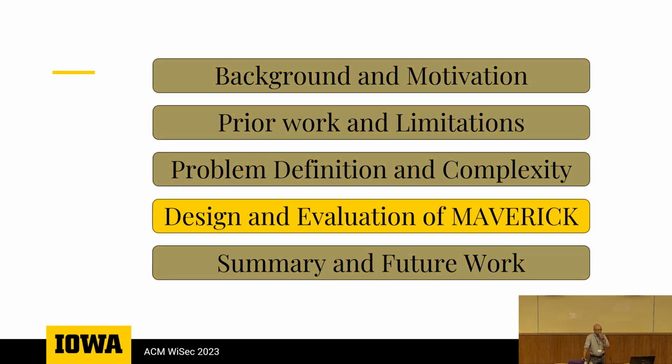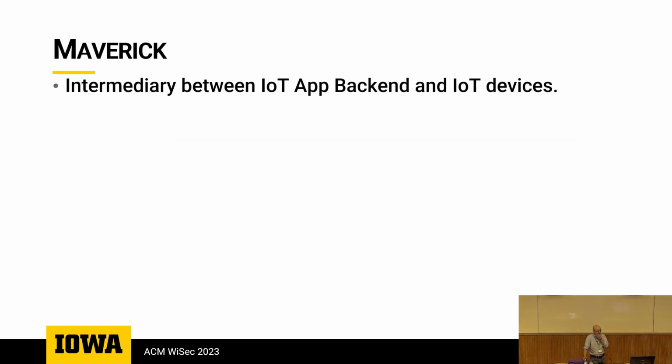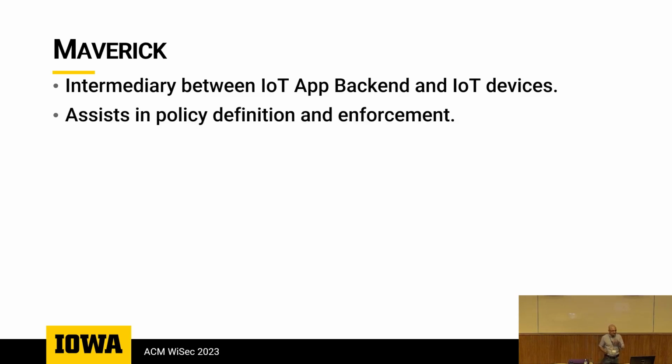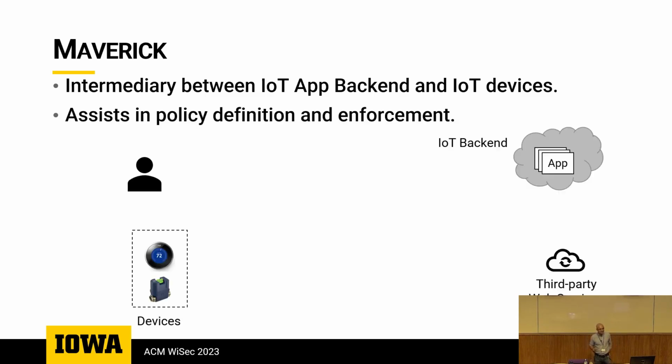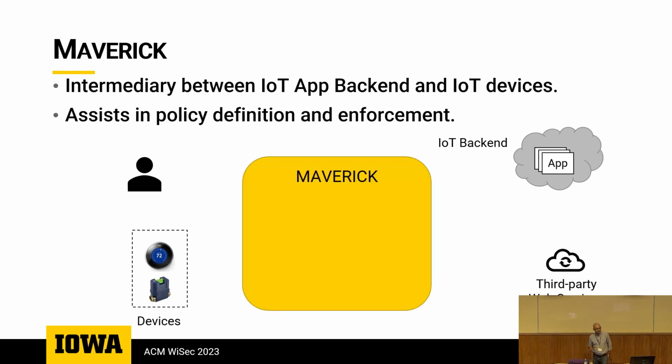So the first thing we need to worry about for Maverick is that I told you there is all this information flowing. I need a choke point to put this so that it gets visibility of the whole thing that is happening. And so it sits as an intermediary between the backend and the IoT devices, and it assists in policy definition and enforcement. So if you think about the user and the device on the left and the IoT backend and the third-party web service on the right, Maverick sits in the middle.